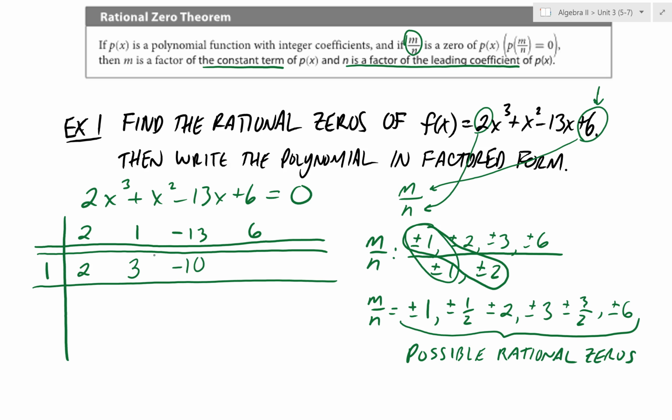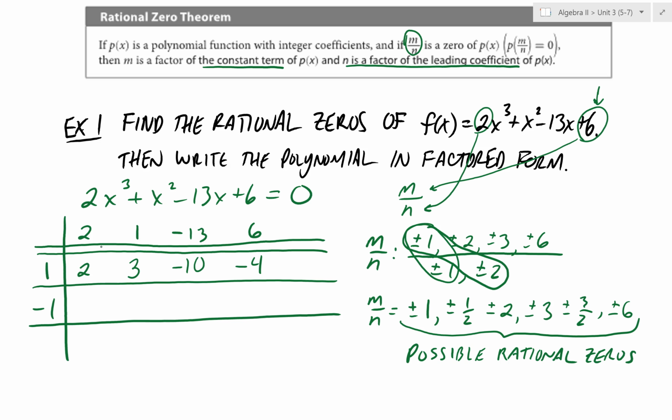Negative 10. Multiply and add, what do you get? Negative 4. So that one is not a 0 of this polynomial. So 1 didn't work. So now we can try negative 1. And we're just going to keep going through this list of possible rational zeros until we find one that works.